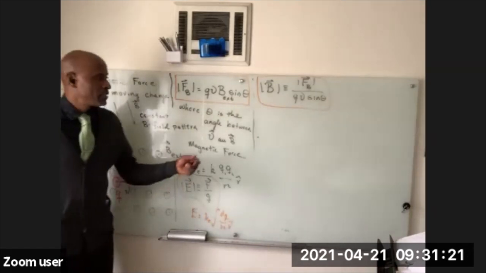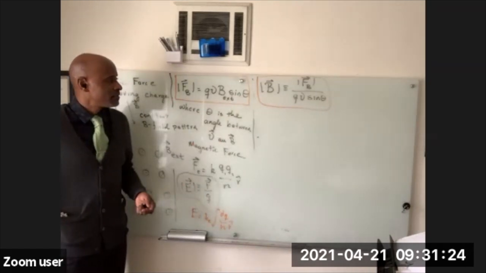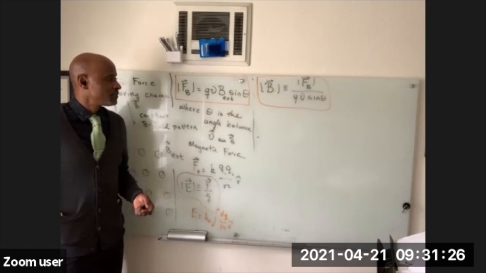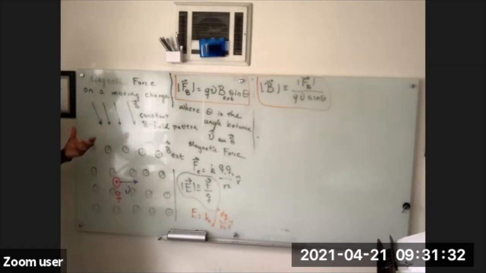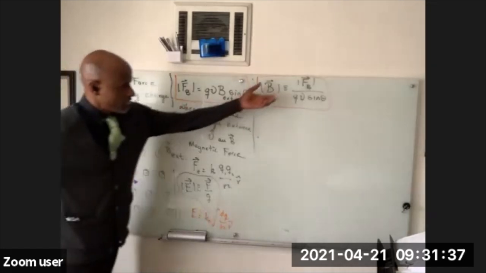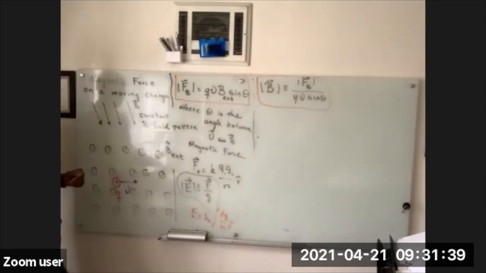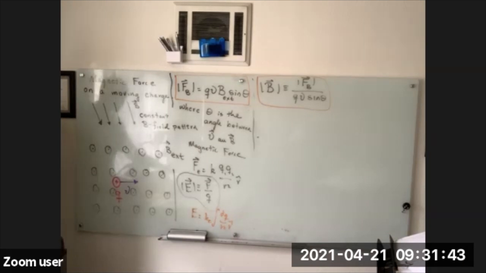So you can't really use this in order to get the functional form of what a magnetic field looks like. You have to use another equation. But this does define, in general, the magnetic field relative to magnetic force.